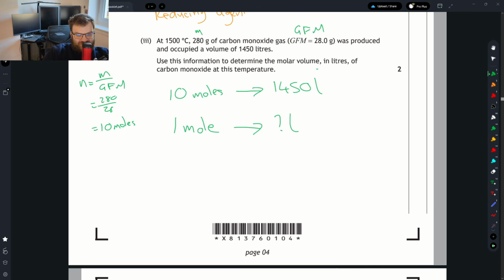10 moles is 1450, then 1 mole must be less than that. Nice straightforward relationship. It's dividing by 10. Then we take our 1450, divide that by 10 as well, to give 145. That would be the molar volume for that one.